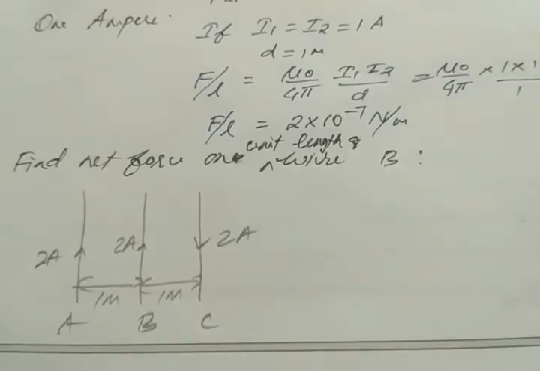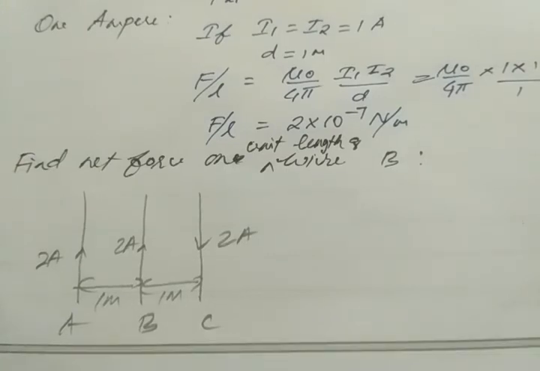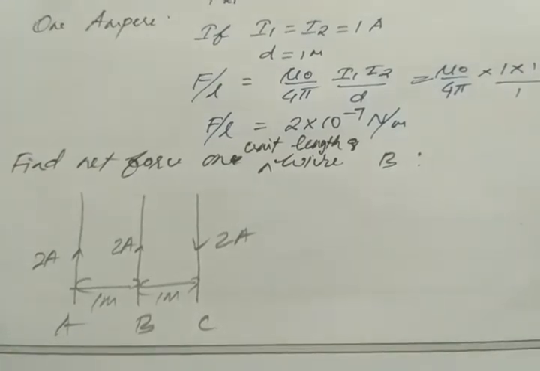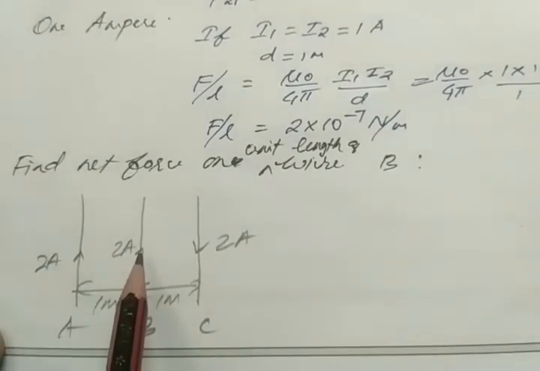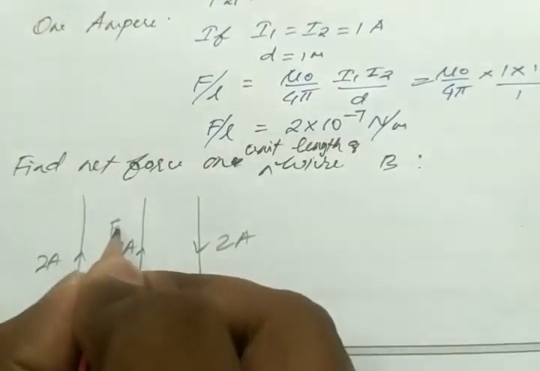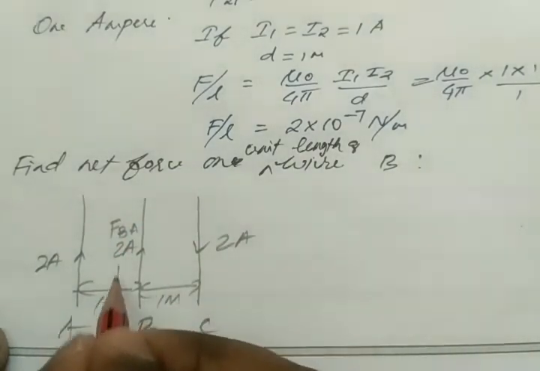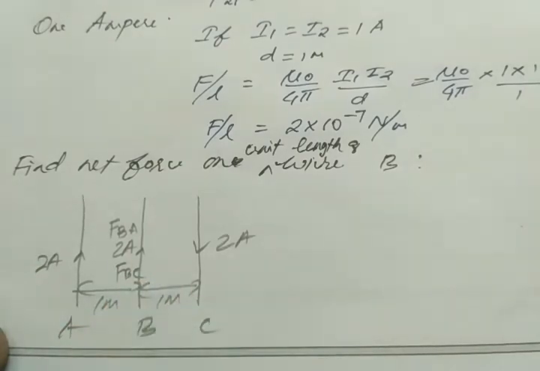It is given: find the net force on unit length of wire B. Here unit length means L equal to 1 meter. So we have to find the force acting on wire B. What are the forces acting on wire B? Some force acts on wire B due to wire A, so the force acting on wire B due to A. Then the force acting on wire B due to C. In which direction? That is very important.